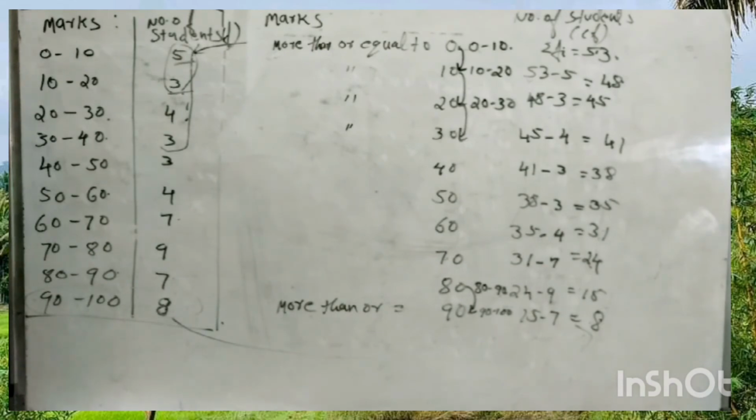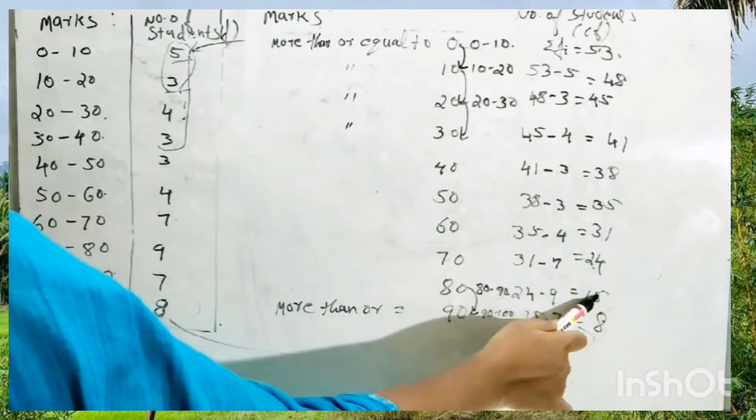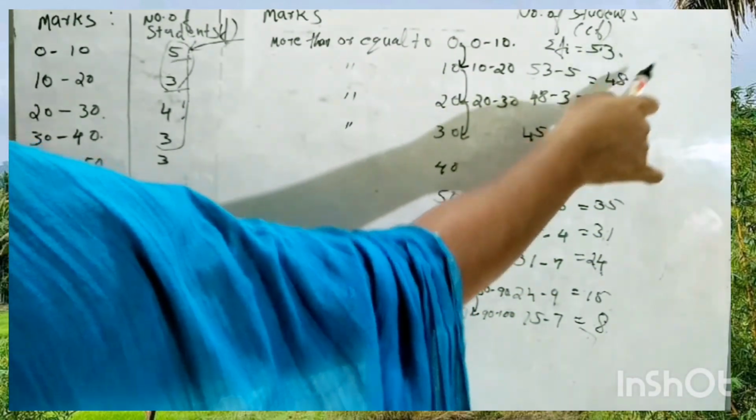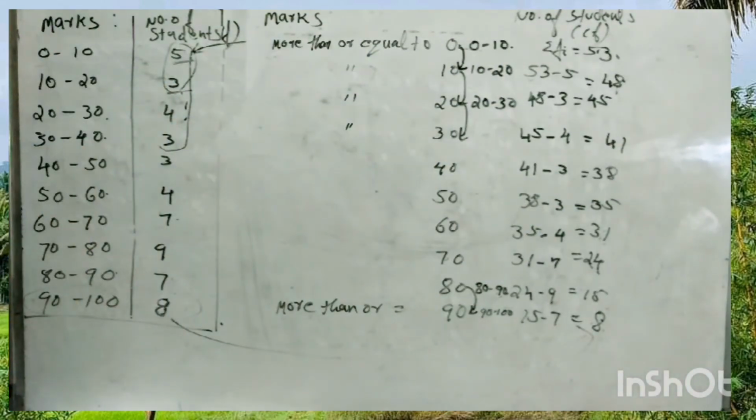So from the more than type, if you want to find the original frequency, we will do it in reverse order. We will start from the last class, because for the last class the cumulative frequency of the more than type table is the same as the frequency. And we are subtracting the values: 15 minus 8, 24 minus 15, 31 minus 24, 35 minus 31, and the last one, 53 minus 48. We know that 53 minus 48 is 5. So we will get the original frequencies from the more than type table in this way.